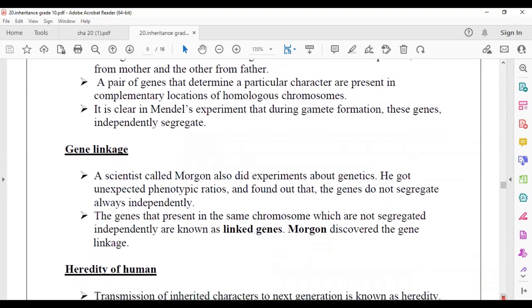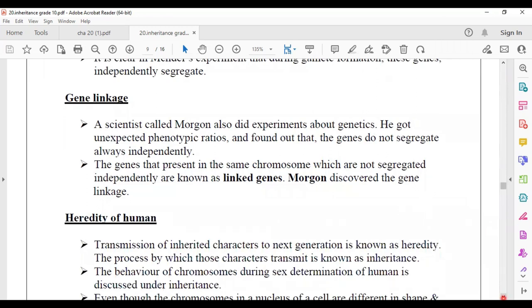Next, on gene linkage, a scientist called Morgan also did experiments about genetics. He got unexpected phenotypic ratios and found out that the genes do not always segregate independently. Mendel said that the genes segregate independently, without linking with anything else. But Morgan said that they do not always segregate independently. The genes present in the same chromosome, which are not segregated independently, are known as linked genes. Morgan discovered gene linkage. You should remember the name Morgan with the linked genes.